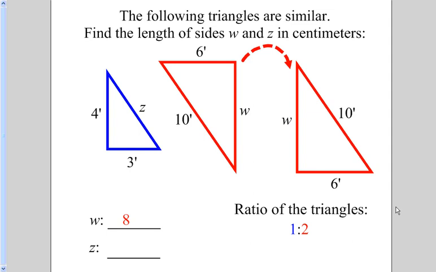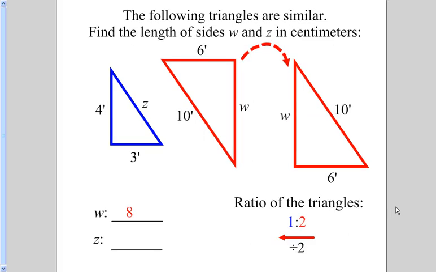And now we need to do something a little bit different over here to find Z, because that's something on the smaller triangle. So again, the ratio is 1 to 2, but here we're going to be dividing a side on the larger triangle to give us a side on the smaller triangle. Again, it's the same ratio, 1 to 2. In one direction we're multiplying, in the other direction we're dividing.